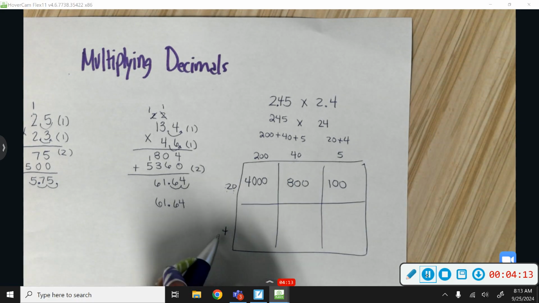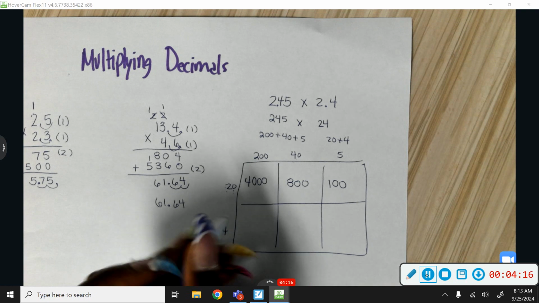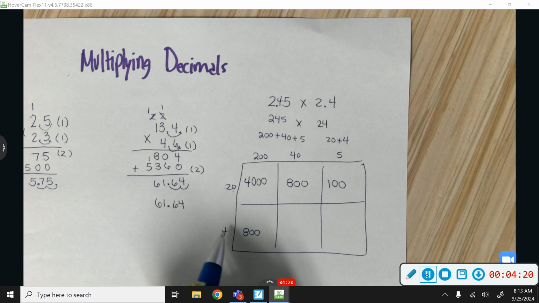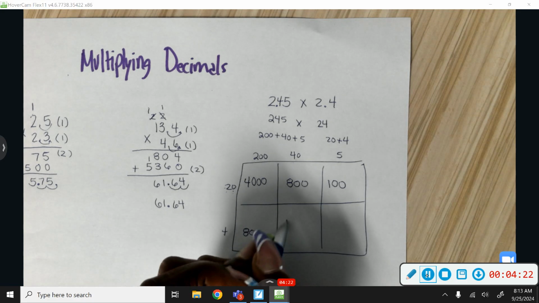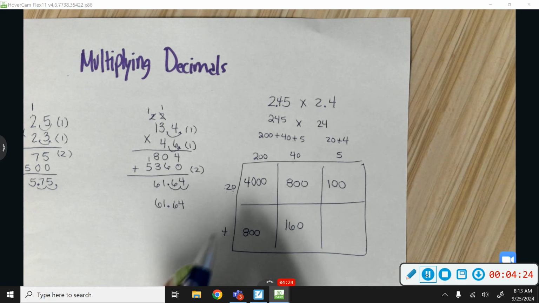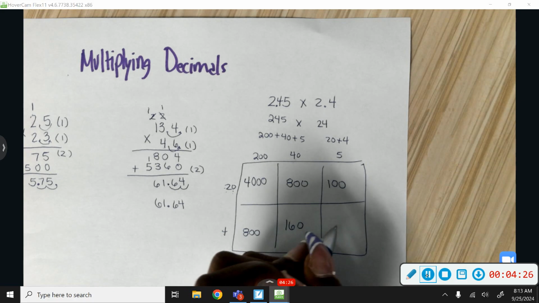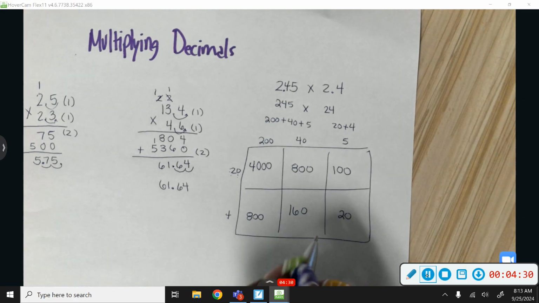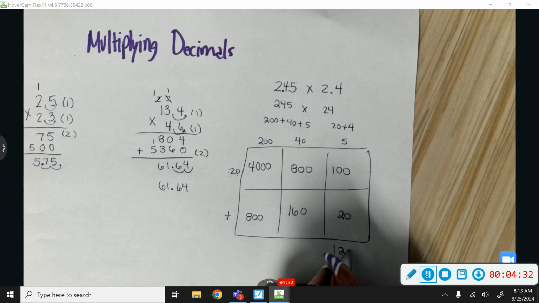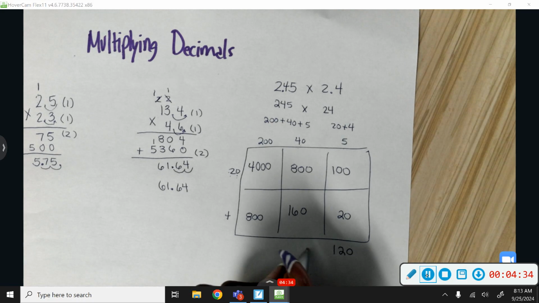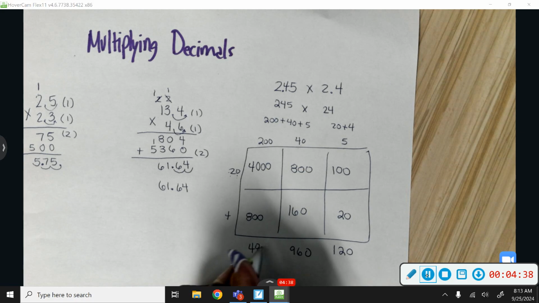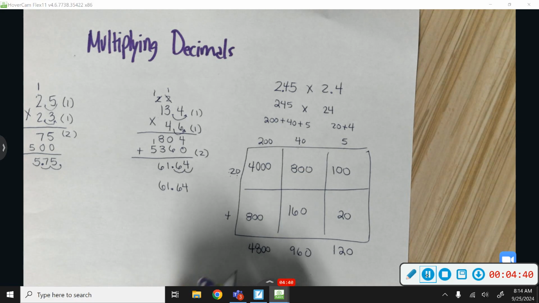And now I'm going to go to my next number. 4 times 2, that's 8 with 2 zeros. 4 times 4, that's 16 with 1 zero. And then 4 times 5, that gives me 20. Now we'll just add up all my boxes. And the last step is total them all together.